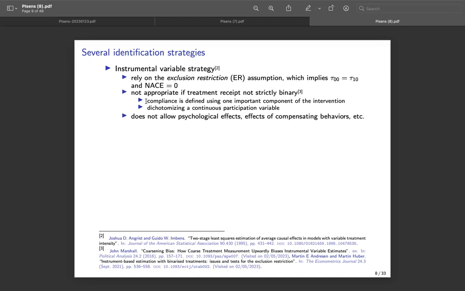In a lot of situations, the intervention condition may be quite complex, but for convenience, researchers may use the one most important component of the intervention to define compliance. It's also very common for people to dichotomize a continuous participation variable to define, if you participate above a certain level, you are defined as compliers, and under that you're defined as non-compliers. And it doesn't allow a bunch of other effects.